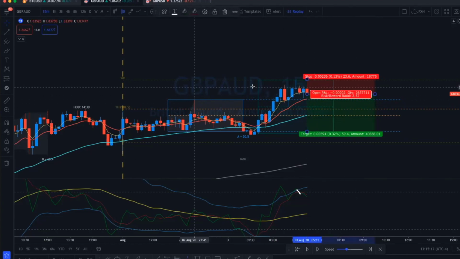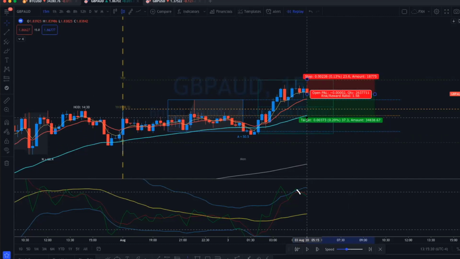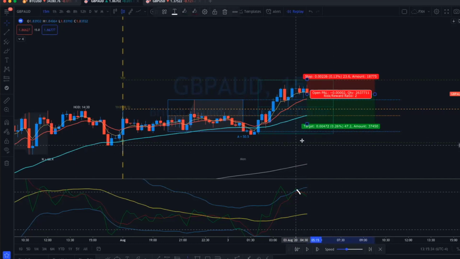Remember, this is a pound AUD pair, so your stop losses have to be higher, up to like 25 pips or so. So your stop loss is 23 pips. And then to get 2 to 1, you're really aiming to get 47 or so.